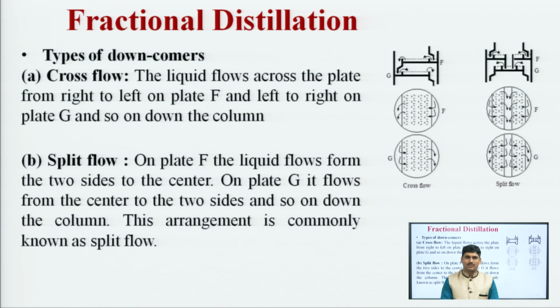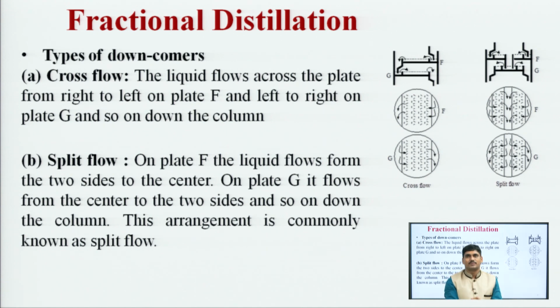Now, cross flow. What is cross flow? In this case, as you see in the diagram, the liquid is moving on plate F from right to left side, and on plate G it is moving from left to right. That means in one plate it is moving right to left, and in another plate it is moving left to right. So, in this way the flow is going on.